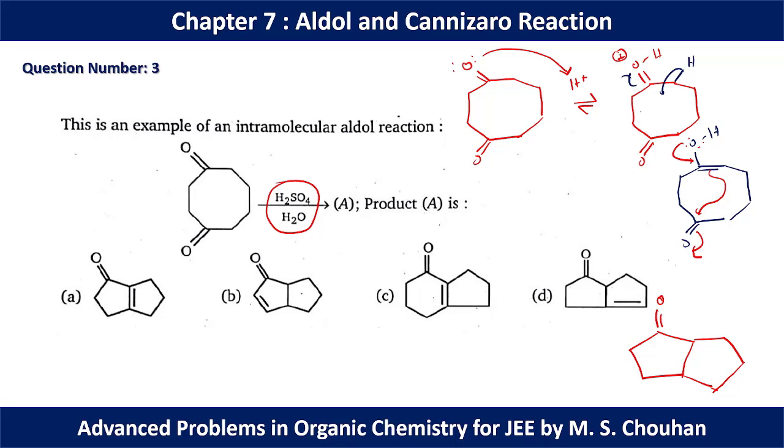Now a C double bond O will be present in this position, then it is an aldol reaction. So we have an alpha-beta double bond. So the final product is going to be this one. This is an alpha beta unsaturated ketone. So for question number 3, option A should be the correct option.